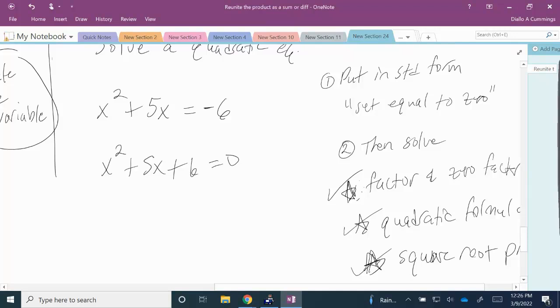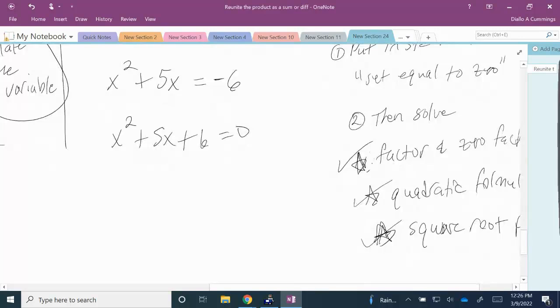Right. Now I'm going to factor. Right, so we factored this earlier, so we have x and x. All right, it's still set equal to 0. My two numbers are positive. The two numbers I'm going to use are 2 and 3.